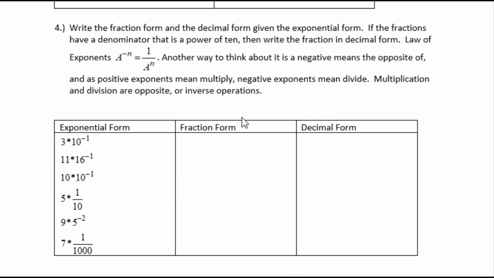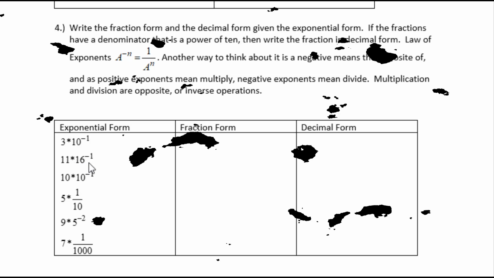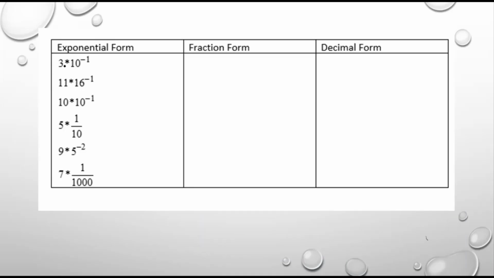And this is the last problem. And I will do this one here, just to refresh. So we're given the exponential form of a fraction, right? And we want to write it in fraction form and then in decimal form. So I'm going to do this 11 times 16 to the negative 1. Well, 16 to the negative 1 is the first place value in a base 16 system to the right of the decimal. So I have 11 of them. So it's 11/16.